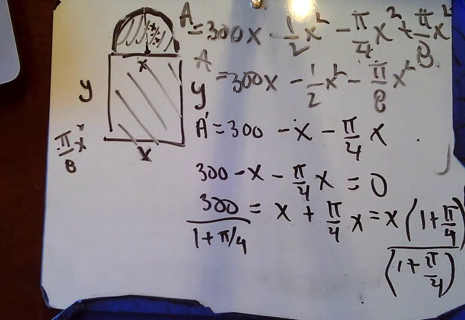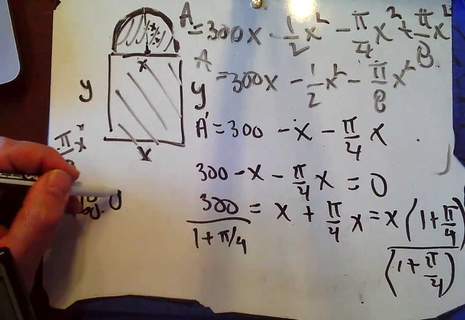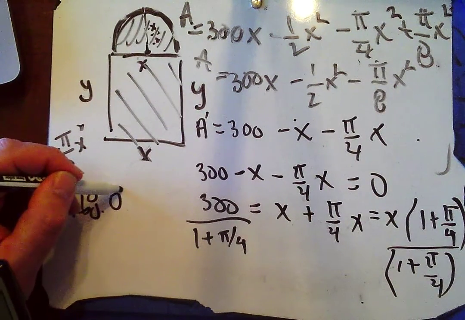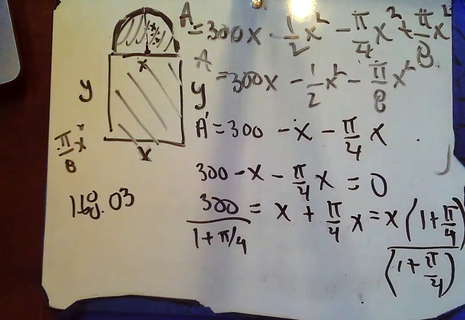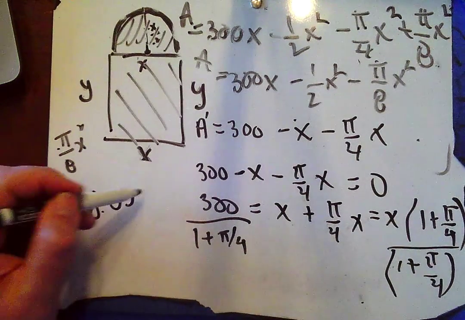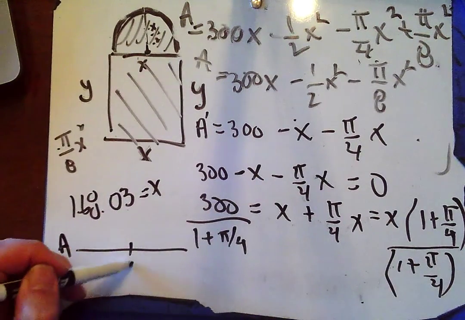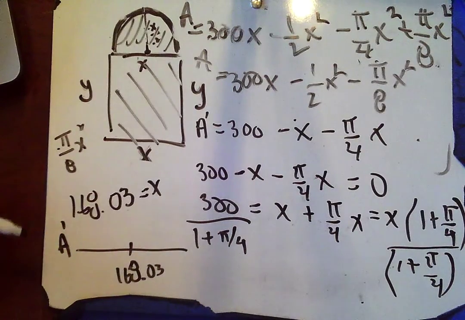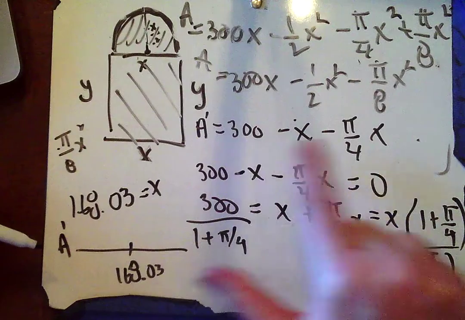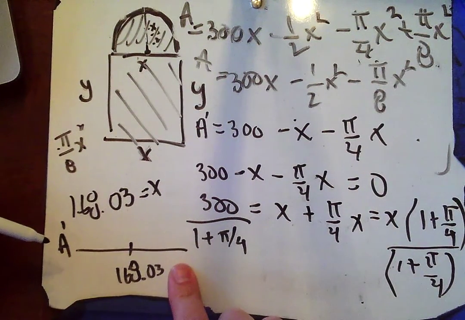And I end up with 168.0297. I'm going to go with 168.03. Okay, so that's my x value. And when I take that x value, 168.03, and put it on an A prime sign chart, and conveniently I still have A prime here, I want to put something in over here and something in over here.